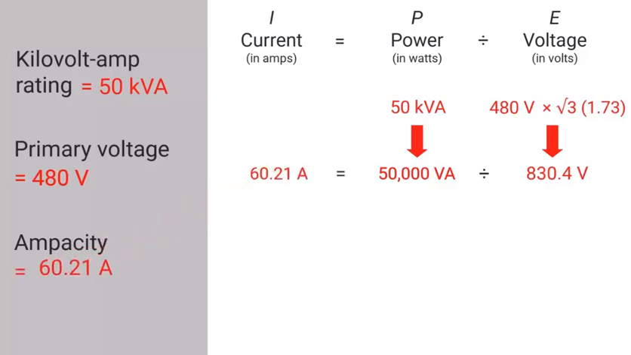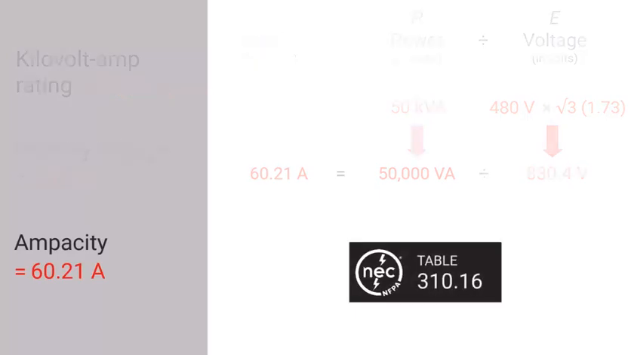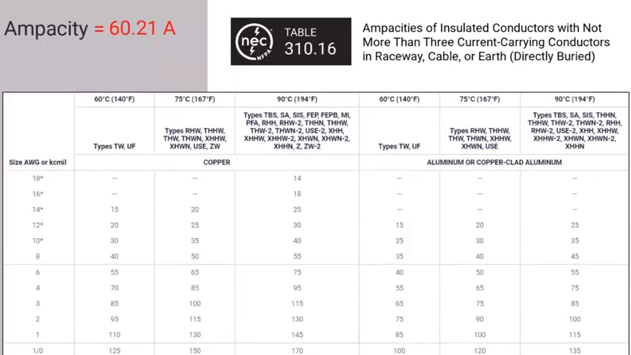This is our ampacity. Now we go to Table 310.16 to determine the conductor size. We'll be using type THWN copper wire for this installation, which brings us into the 75 degrees Celsius column. Note that our calculated ampacity, 60.21 amps, is not shown here as a standard size. So we round up to the next standard size, which is 65 amps. We follow this row across to arrive at 6 AWG. This is the size of the primary feeder conductors for our transformer.